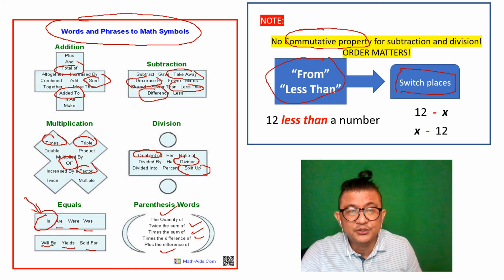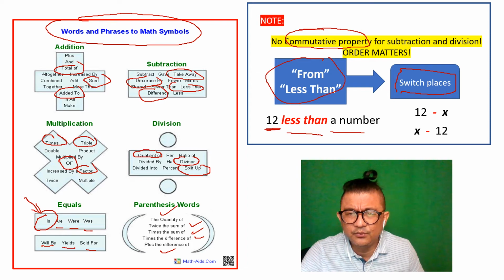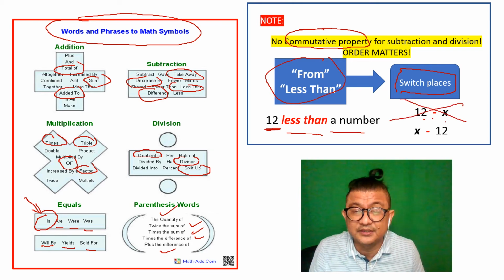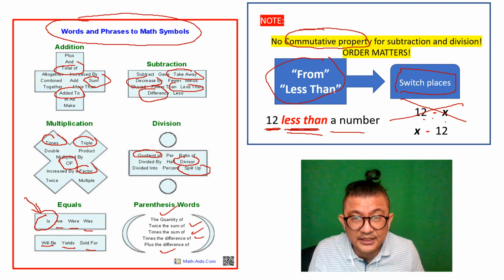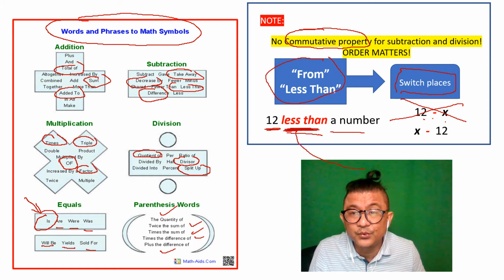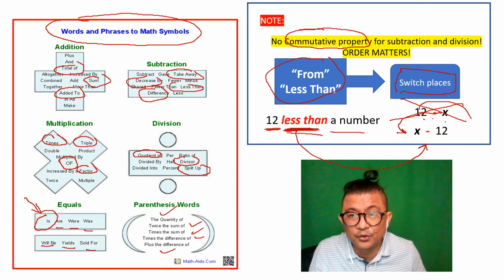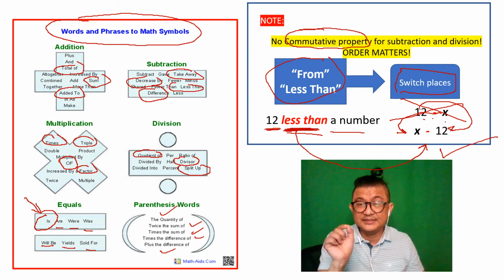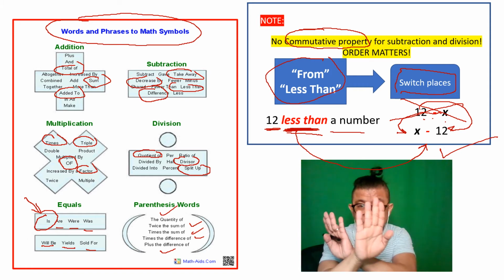Okay, for example, you read the phrase 12 less than a number. Will I write it as 12 first, less than, minus a number? Wrong. I cannot follow the sequence as I read it. Because of the words less than and from, I will switch places. The x goes first and the 12 goes next. This is the correct order. Remember, less than and from switch places.